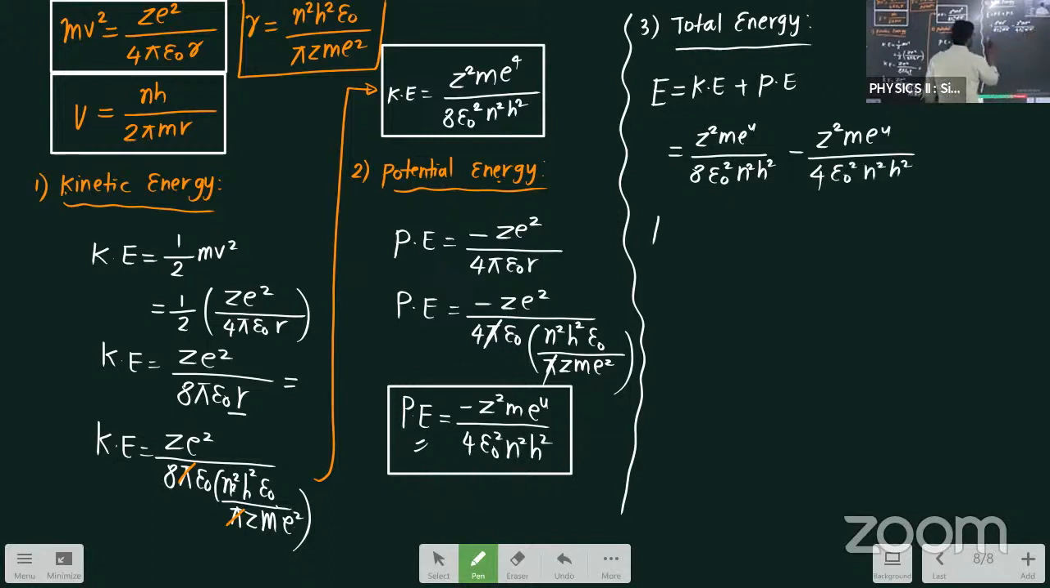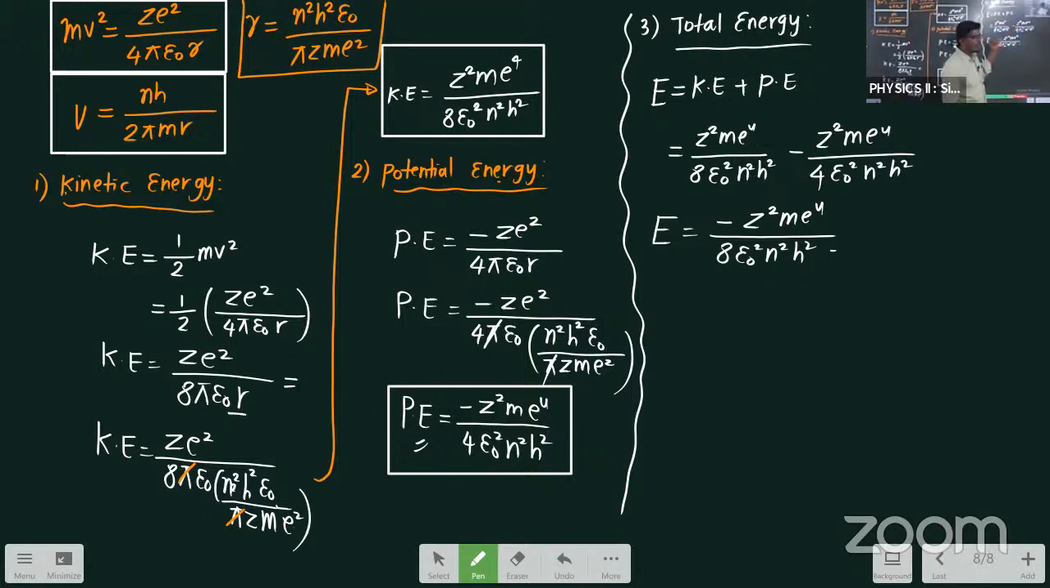If you solve this, what will this equation become? This will become minus Z squared m e to the power 4 divided by 8 epsilon naught squared n squared h squared. See here what I can take? I take the LCM as 8. Here we'll be getting 2. 1 minus 2 will become minus 1.